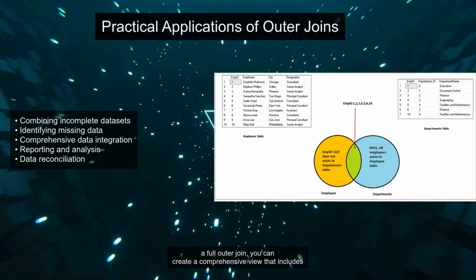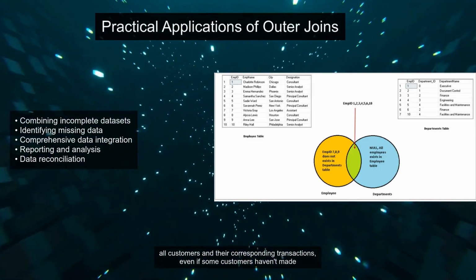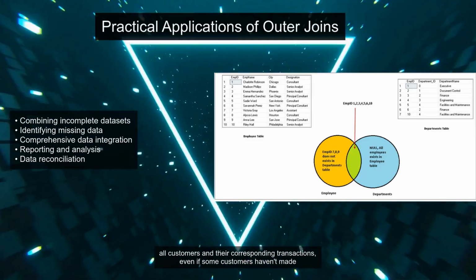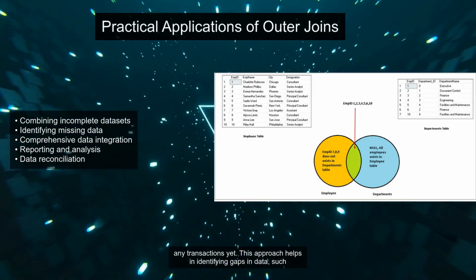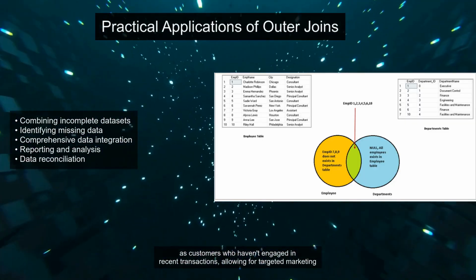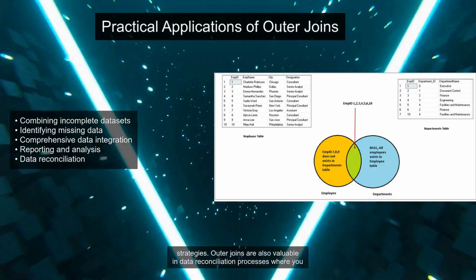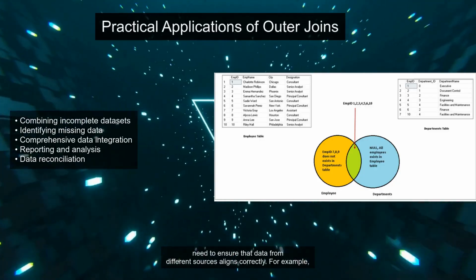By using a full outer join, you can create a comprehensive view that includes all customers and their corresponding transactions, even if some customers haven't made any transactions yet. This approach helps in identifying gaps in data, such as customers who haven't engaged in recent transactions, allowing for targeted marketing strategies.